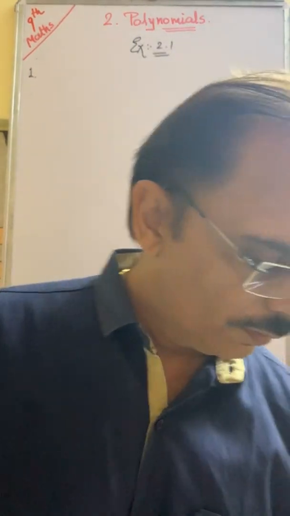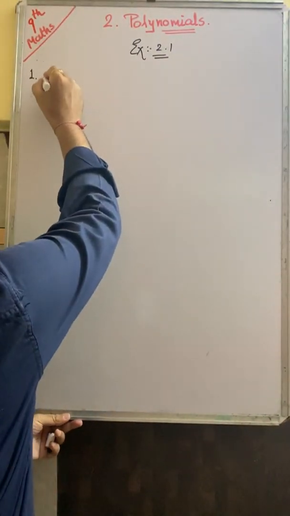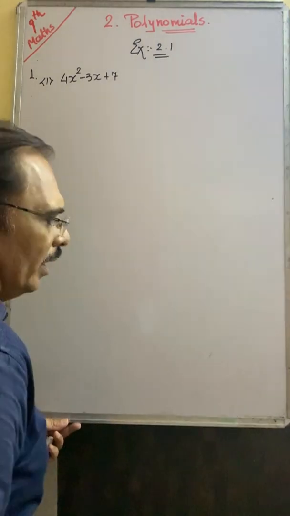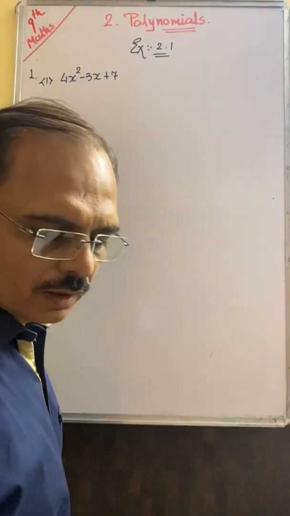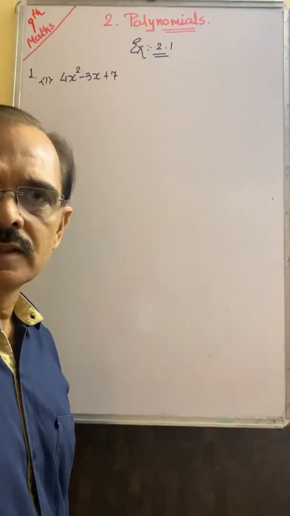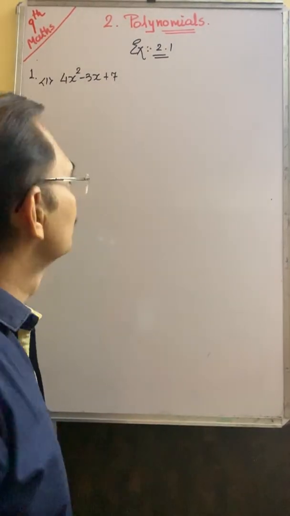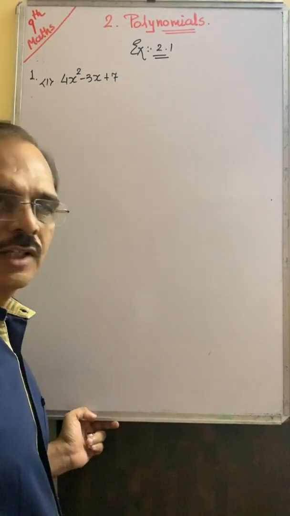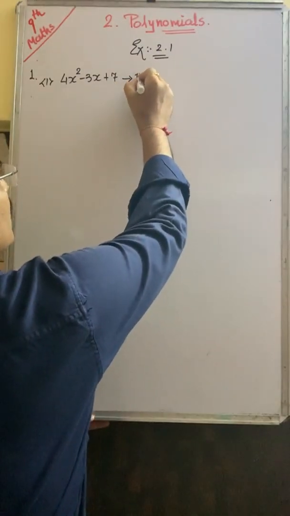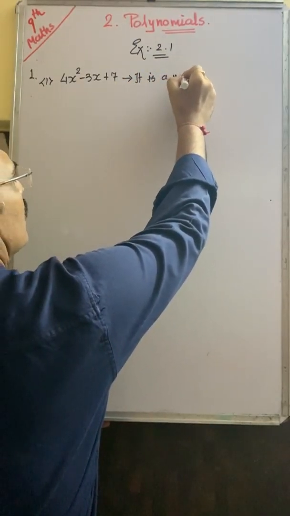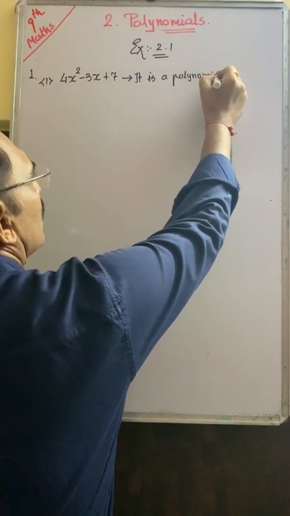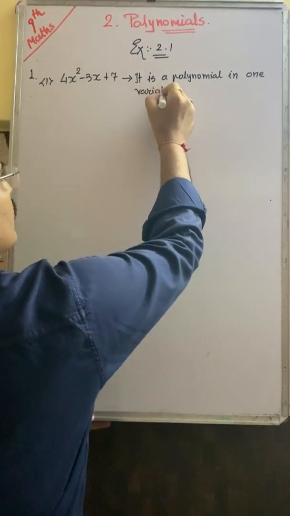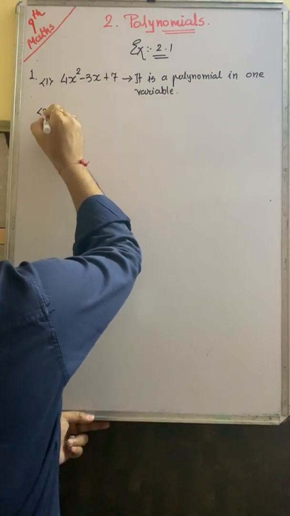See, the first one is 4x square minus 3x plus 7. Find out, is this polynomial or not? So yes, it is a polynomial in one variable, because variable is 1, no negative power, no fraction power. So you can write, yes, it is a polynomial in one variable. Very simple, variable is x.